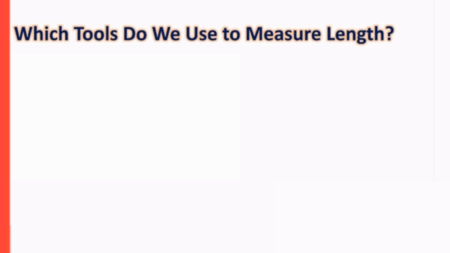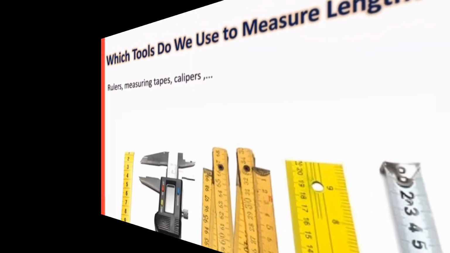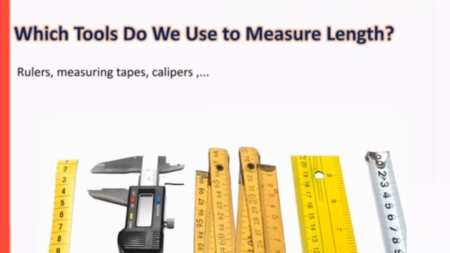Now, let's focus on the measurement process by considering length. To get a deeper understanding, let's start by asking, which tools do we use to measure length? In fact, we can use various tools such as rulers, measuring tapes, calipers, and many others as shown here. The selection of suitable tools depends on the purpose of the measurement and the required level of precision.